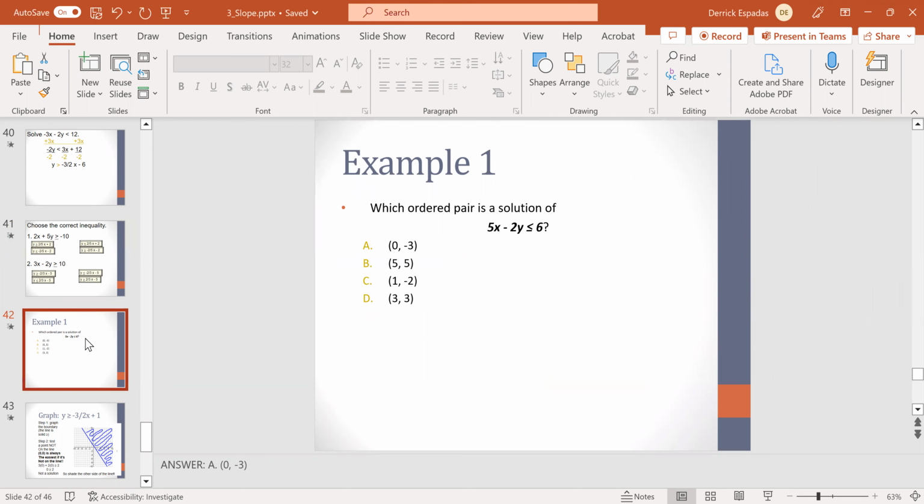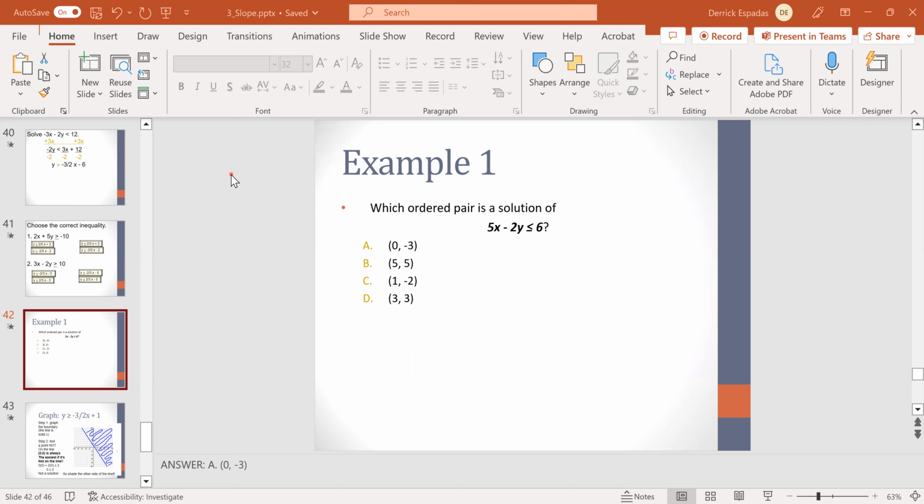And so we'll take a look at this example. Which ordered pair is a solution? To test an ordered pair solution, we're just going to plug those in and see if it gives a true statement. Remember that this is our x value. Wherever we see x, we plug that value in, and wherever we see y, we plug that value in, do a little math, and then see if it all works out.